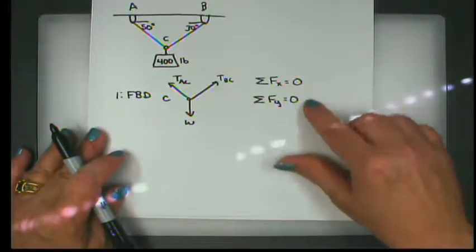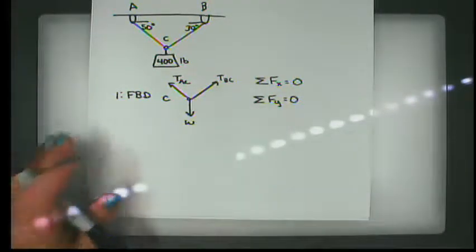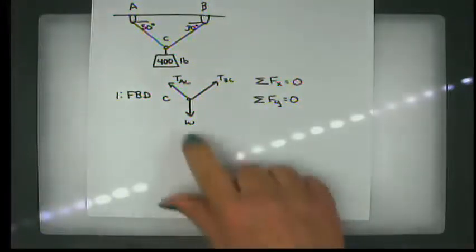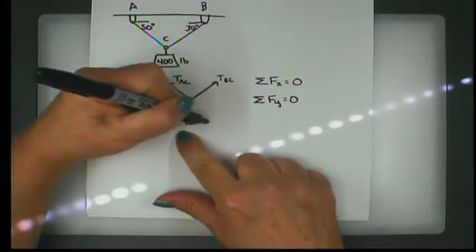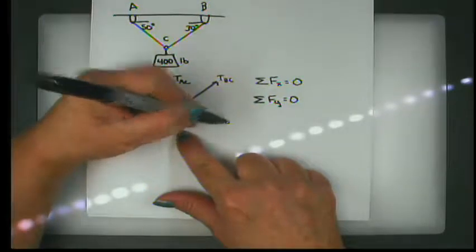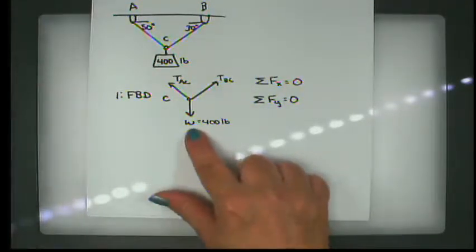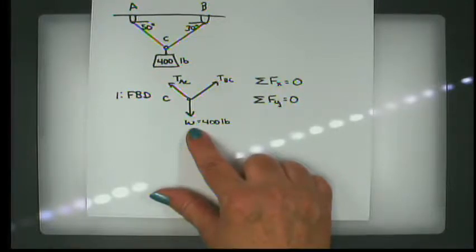Algebra tells me that if I have two equations, I can solve for two unknowns. And I also have two unknowns because I know that my weight is equal to 400 pounds. All right, the other thing about the weight is it only acts in the y direction, so it's not going to be a factor in the x direction equation, is it?